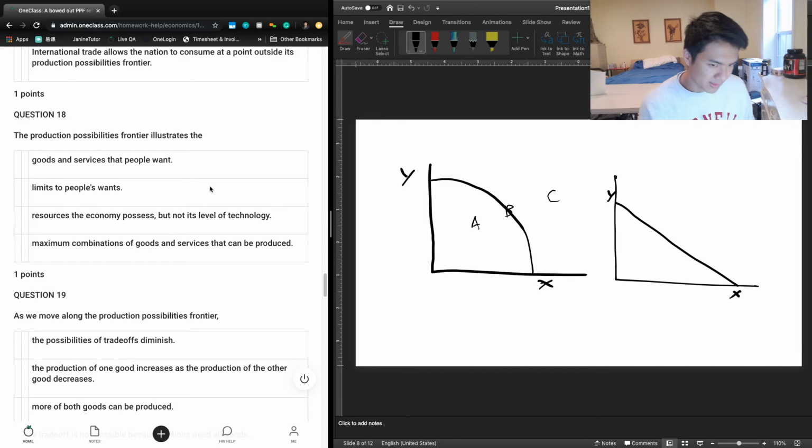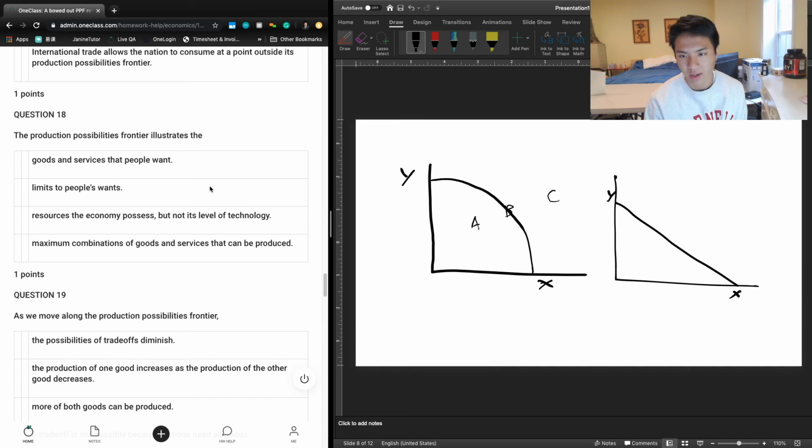Resources the economy possesses, but not its level of technology. But in fact, it does illustrate a level of technology, because if we had high technology, we would have a greater PPF. If we had low technology, we'd have a lower or smaller PPF. And finally, the maximum combinations of goods and services that can be produced. And that is in fact the case.